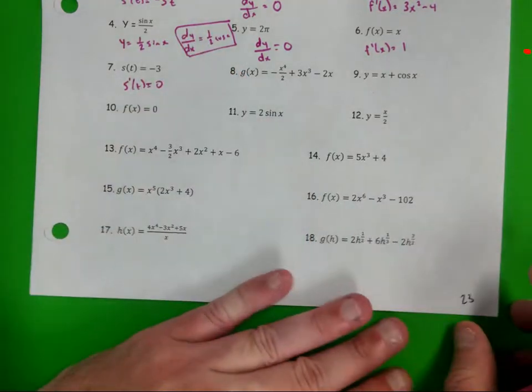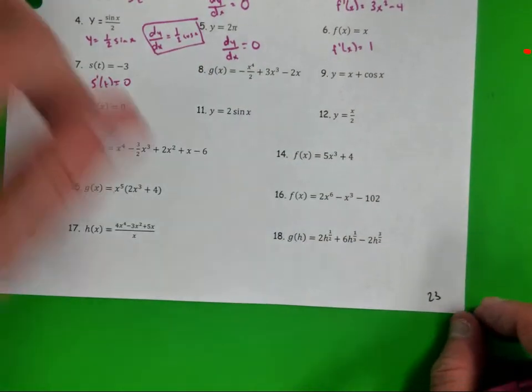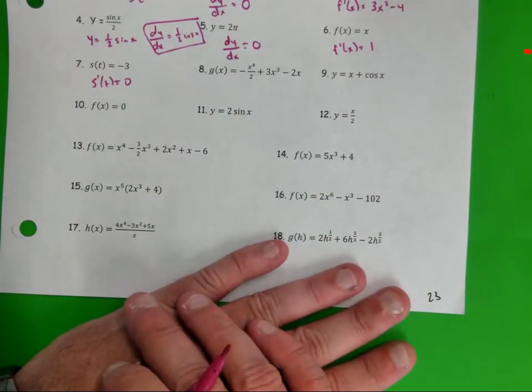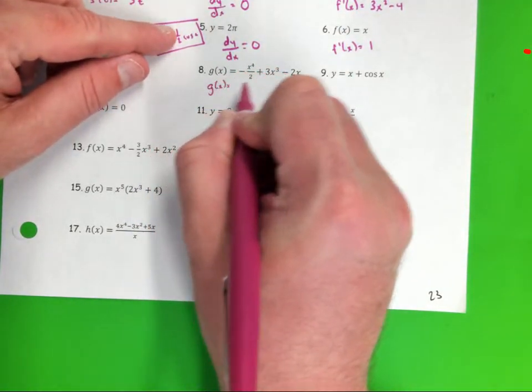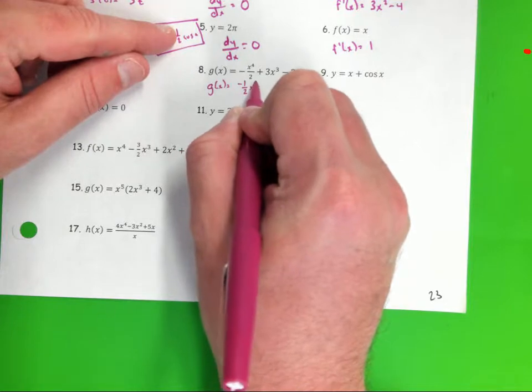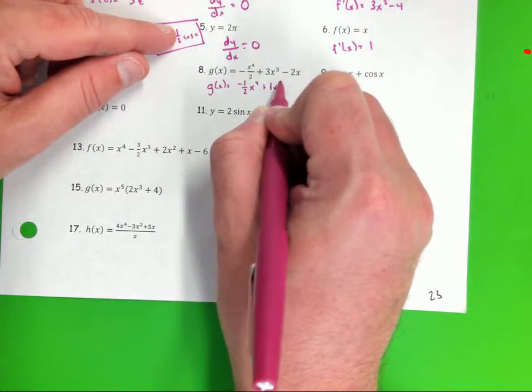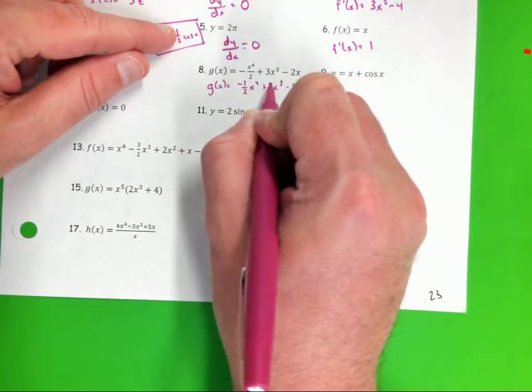Very good. The derivative. Now number 8, you have to rewrite this right here. So I'm going to rewrite that as g of x equals negative 1/2 x to the 4th plus 3x cubed minus 2x.